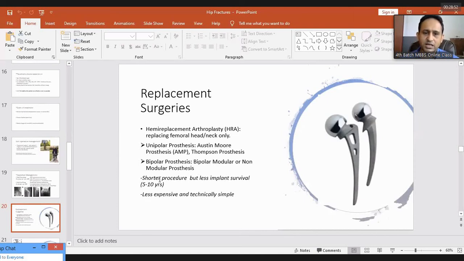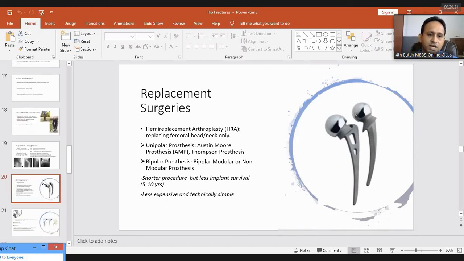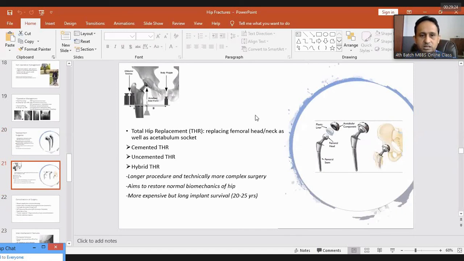So these are basically a shorter operative procedure, but the only disadvantage is the implant survival is quite less, maybe around 5 to 10 years. So if the patient survives for more than 10 or 15 years, then it needs to be replaced. So you give it to patients who have an active life expectancy of around maybe 10 years. But the advantage is this is a shorter procedure, less expensive, technically very simple, and can be done anywhere with pretty much ease.